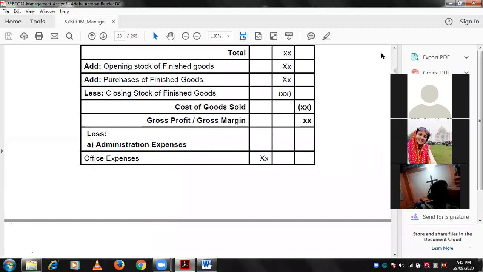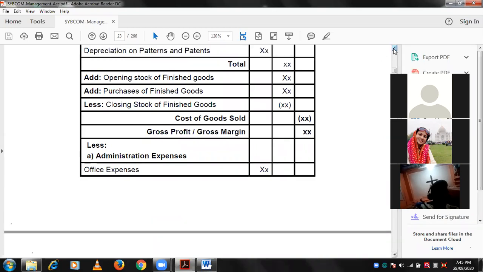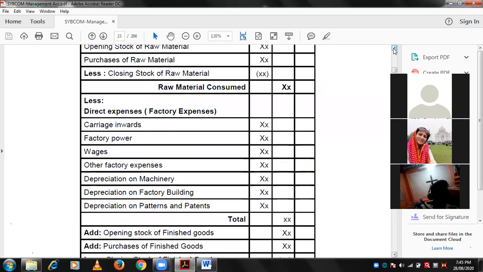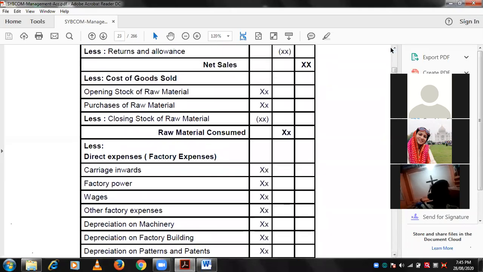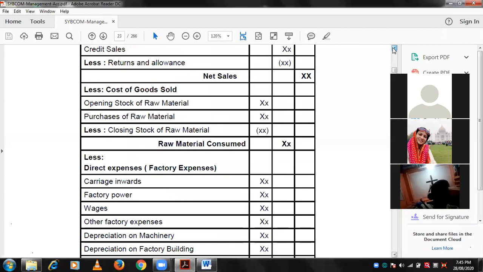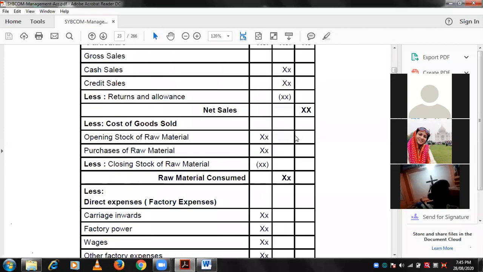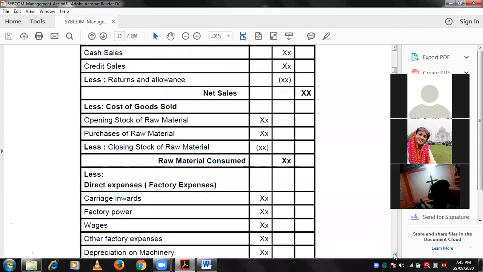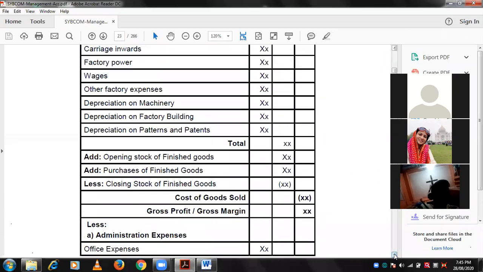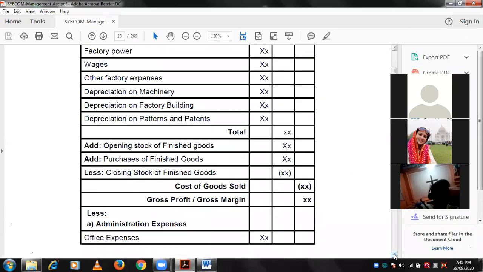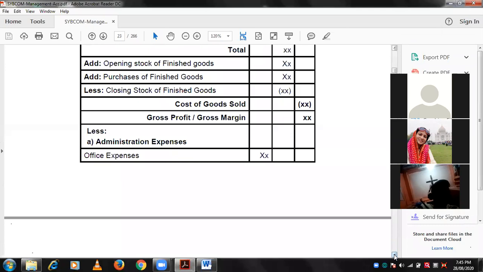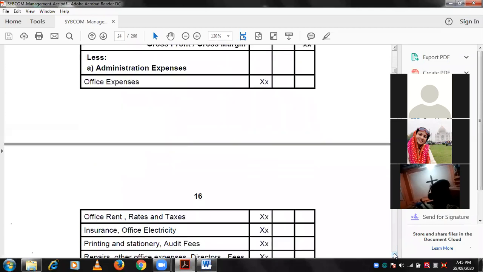All the items up to this gross profit or gross margin amount are related to the trading account, whether on the debit side or the credit side. All the items from the start of our particular profit and loss account up to gross profit relate to the trading account. But after getting the gross profit, we are going to move to profit and loss items.